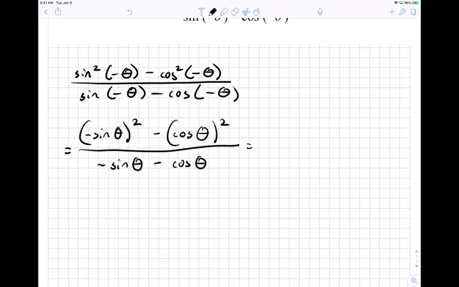But we can keep going. So we got that negative sine theta squared. A negative squared becomes, a double negative is positive, right? So let's account for that. The top becomes sine squared theta minus cosine squared theta, divided by basically negative sine theta minus cosine theta. Okay, so what else can we do to keep going?